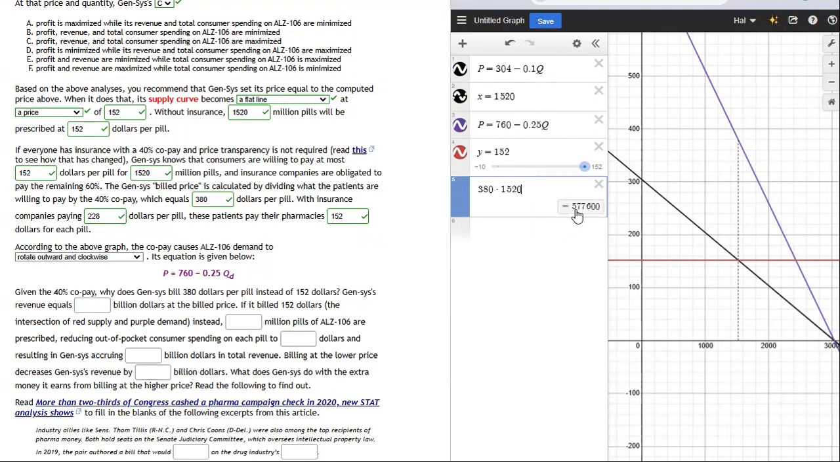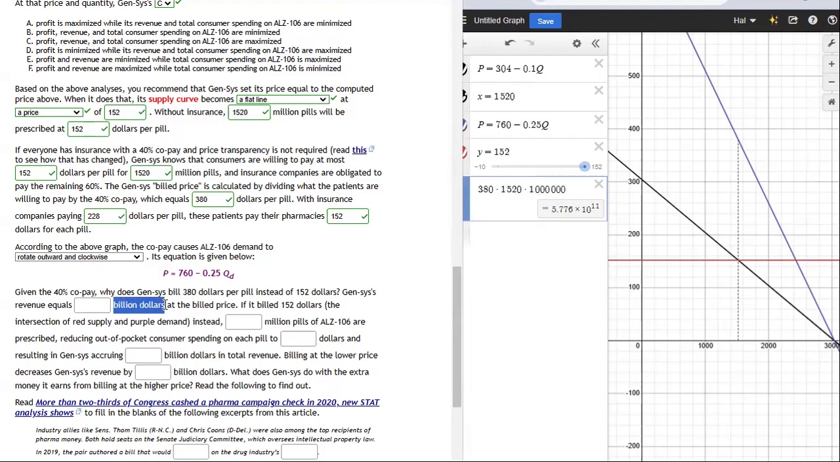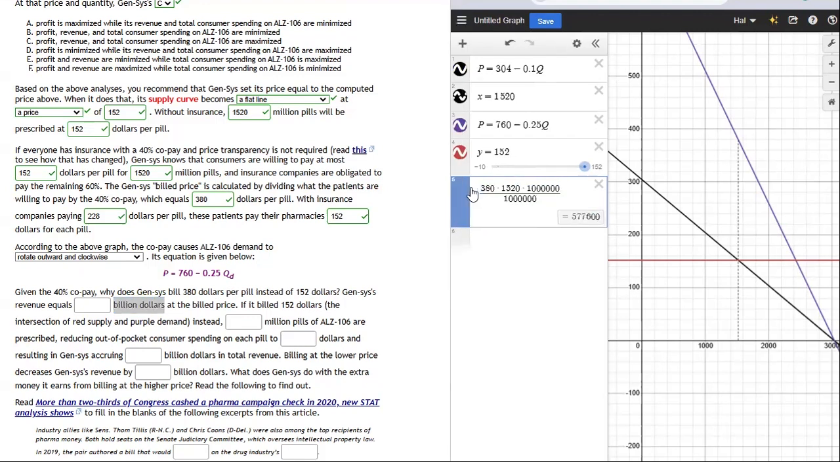Now, this isn't the revenue. Again, this is in millions of dollars. We're going to multiply that by 1 million. We're going to report it in billions of dollars, so we're going to divide this whole thing by 1 billion. There's 1,000, million, and billion. So in billions of dollars, Genesis's revenue is $577.6 billion at the billed price.